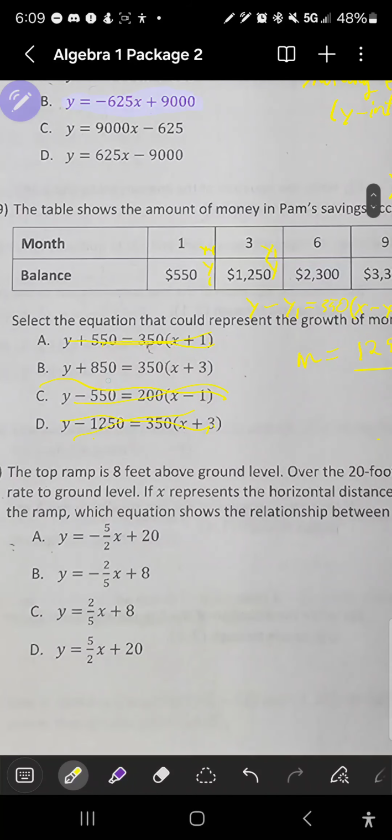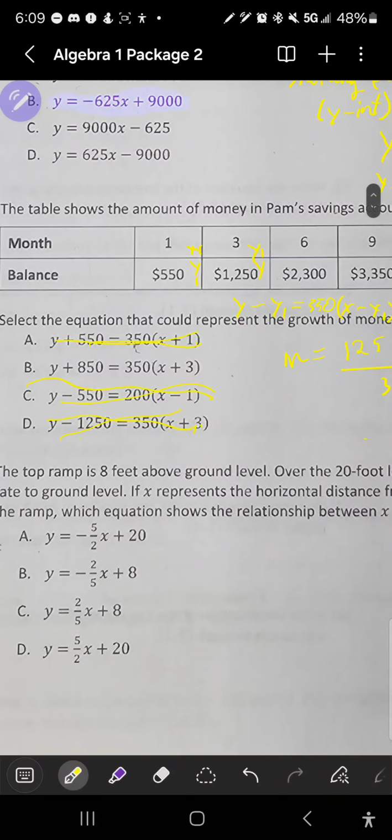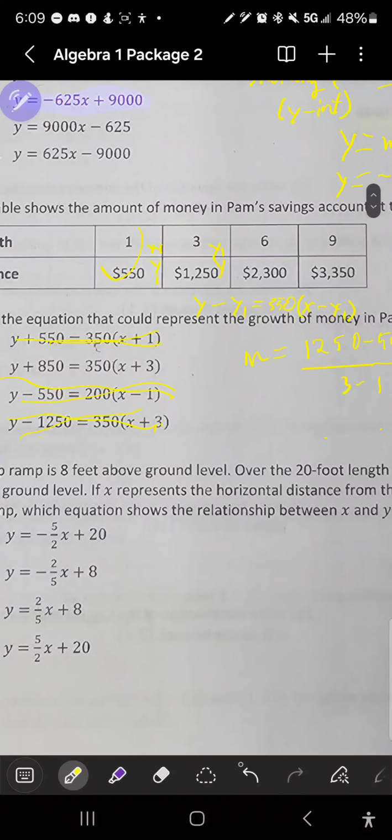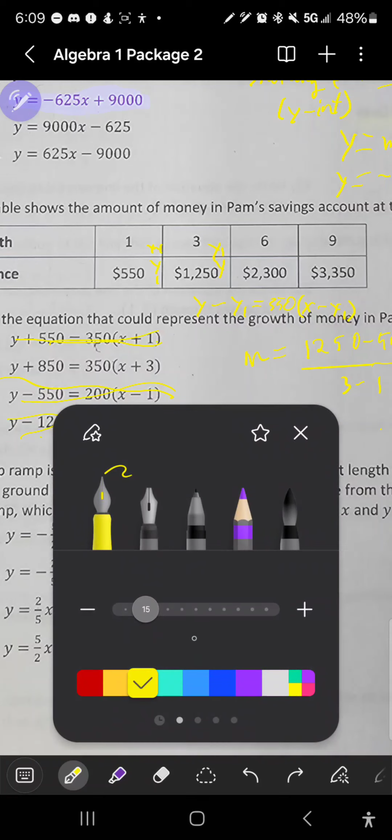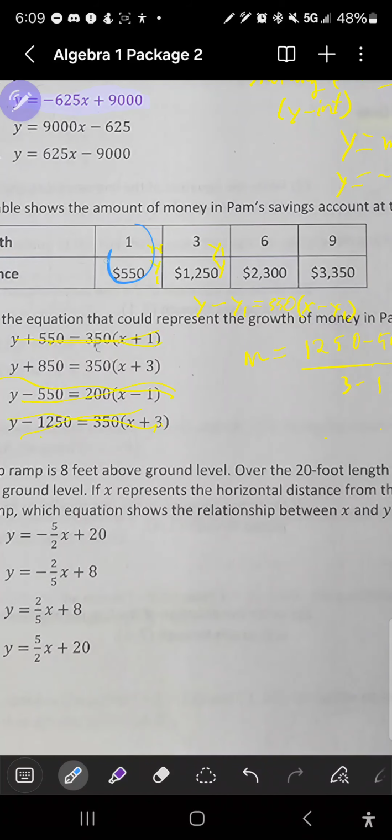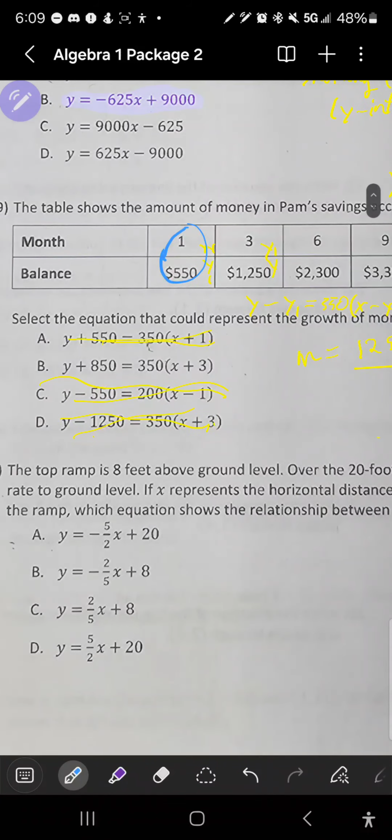So right now I am left with this equation, and I can say, well, how am I going to prove that's the equation I'm looking for? We can substitute one of the values. So I will say that y equals 500. I'm going to use this, and I'm going to use another color. I'm going to say, okay, x is 1 and y is 550.